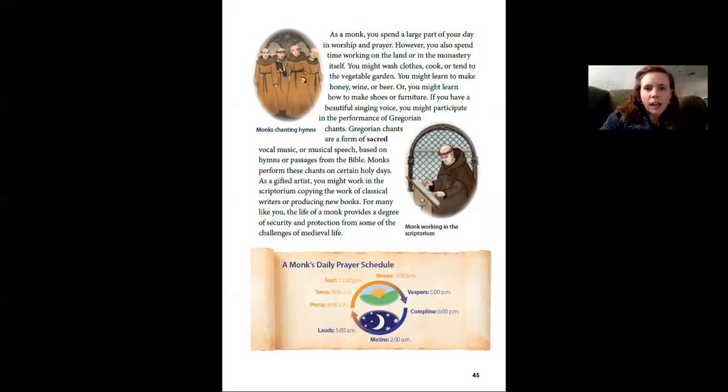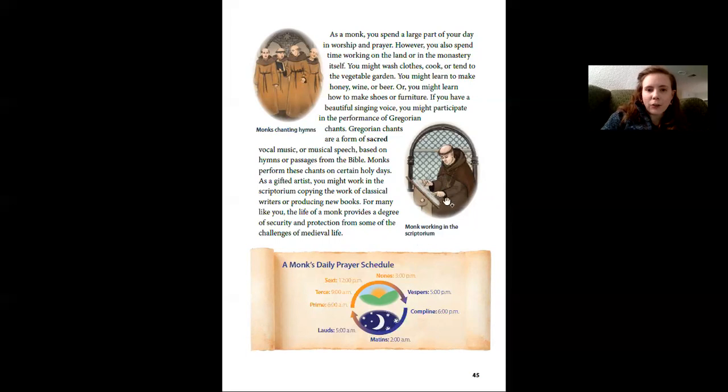If you have a beautiful singing voice, you might participate in the performances of Gregorian chants. Gregorian chants are a form of sacred vocal music or musical speech based on hymns or passages from the Bible. Monks perform these chants on certain holy days. As a gifted artist, you might work in the scriptorium, copying the works of classical writers or producing new books. For many like you, the life of a monk provides a degree of security and protection from some of the challenges of medieval life.